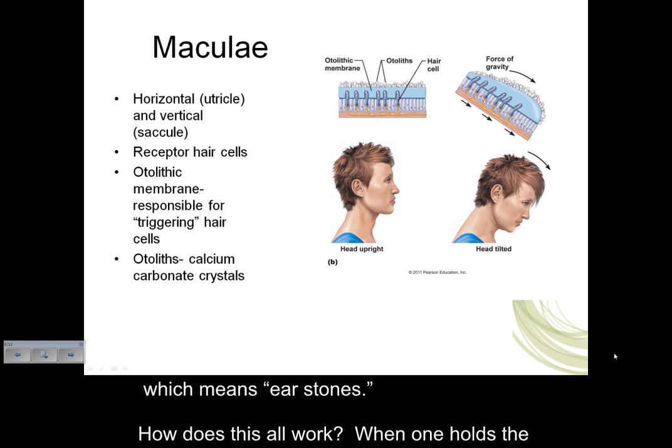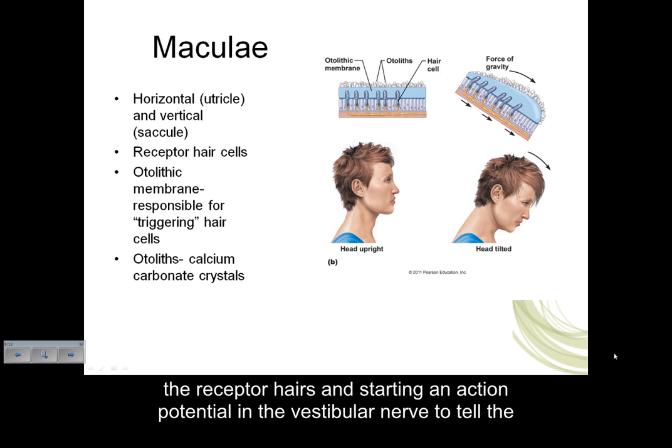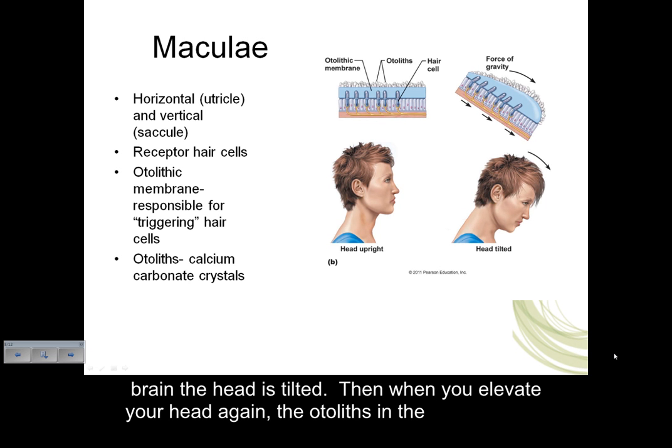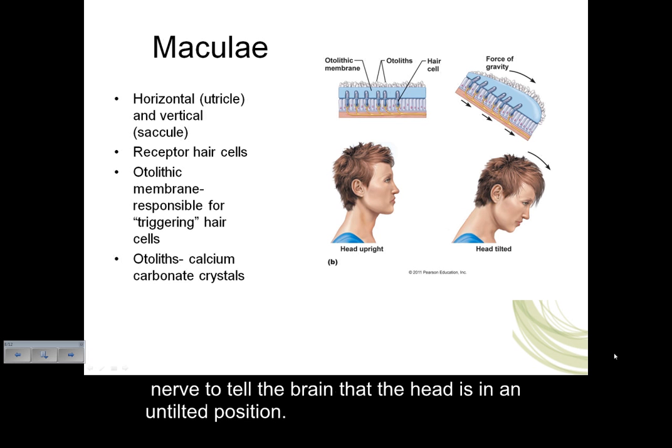How does this all work? When one holds the head in a tilted position, the heavy otolithic membrane pulls downward on the macula of the utricle, bending the receptor hairs and starting an action potential in the vestibular nerve to tell the brain the head is tilted. Then, when you elevate your head again, the otoliths in the saccule pull downward on the hairs, and this starts an action potential in the vestibular nerve to tell the brain that the head is in an untilted position.